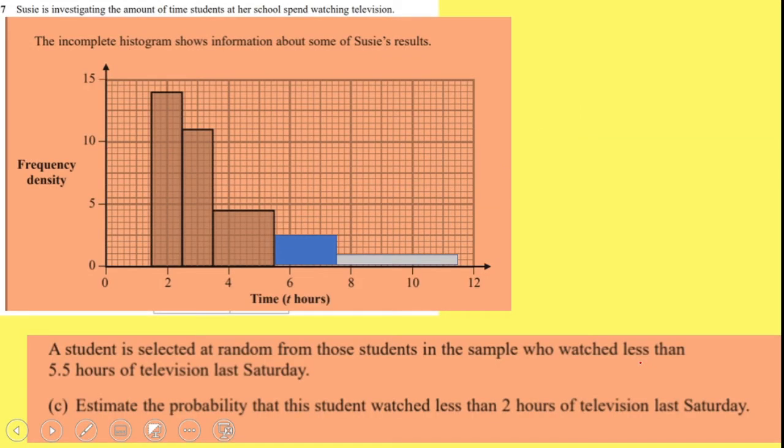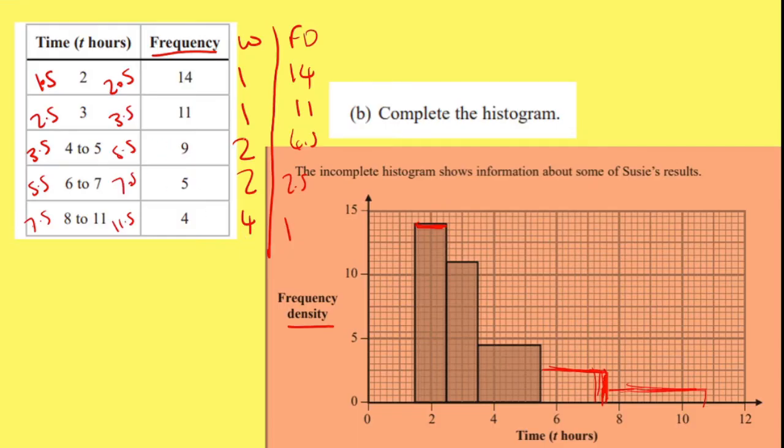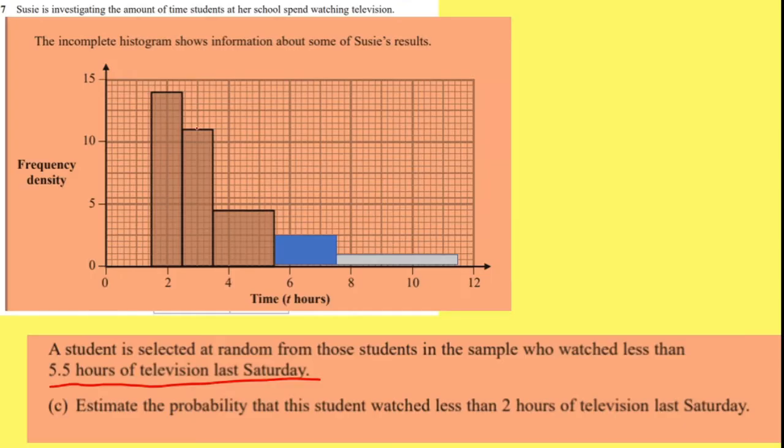Okay. Now, a student is selected at random from those in the sample who are watching less than 5.5 hours of TV. Estimate the probability the student would watch less than 2 hours of TV last Saturday. So less than 5.5. Okay, so you just think, I can just read that off my thing because 5.5 is going to be these 3 people here. Yeah, so 14, 11, and 9. Okay, so that's my entire range. Like people above 5.5, they are not included.